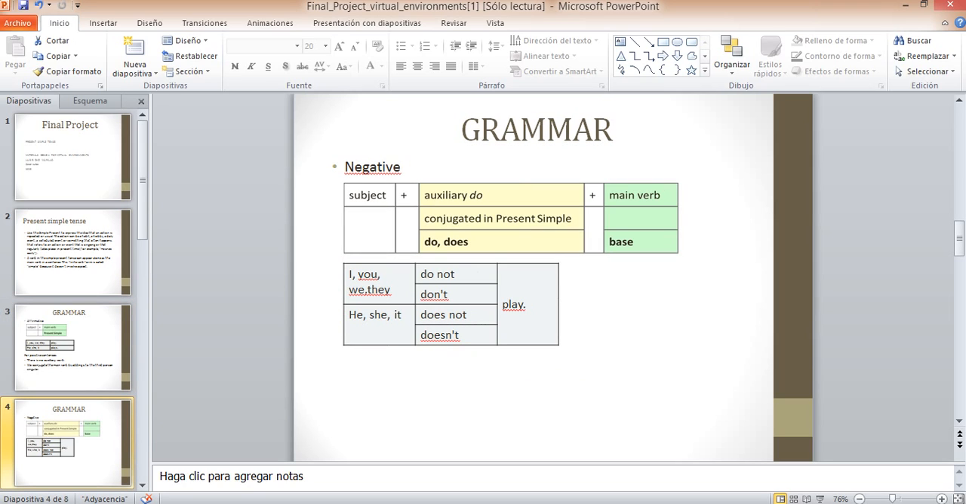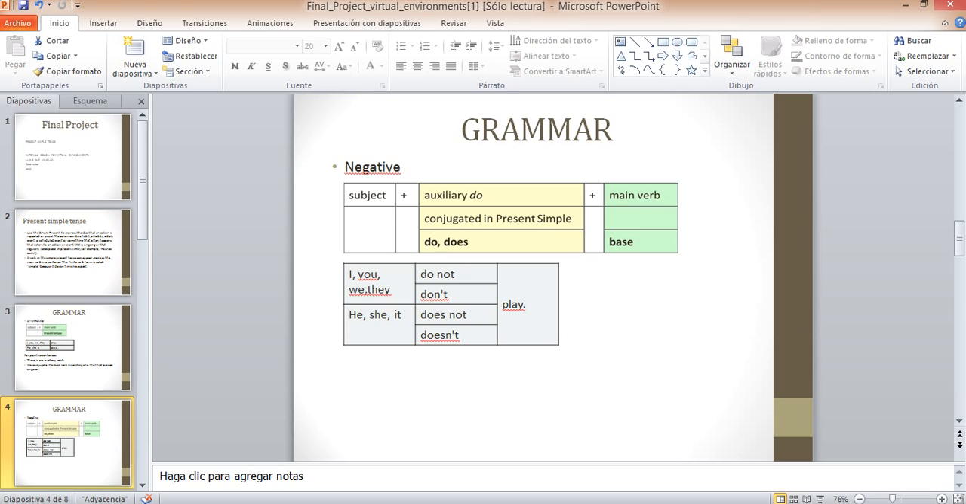Then we find the negative sentence. These have the following order: subject, the auxiliary, the do, and the main verb. This is conjugated in present simple. We see here the do or the does.